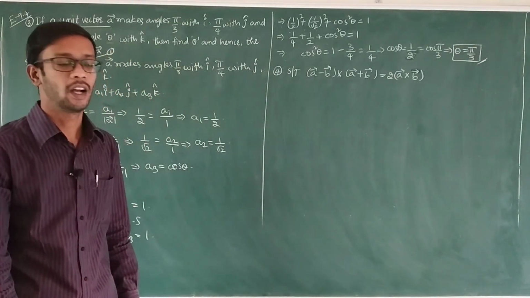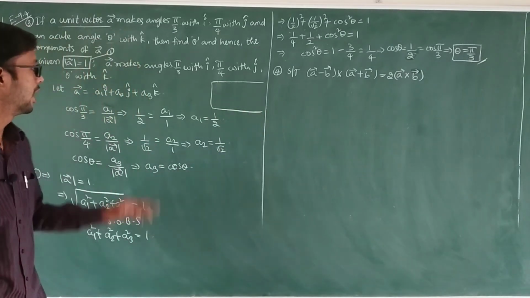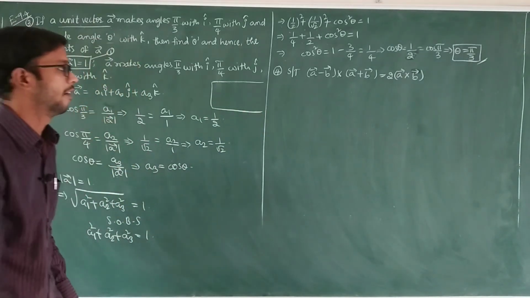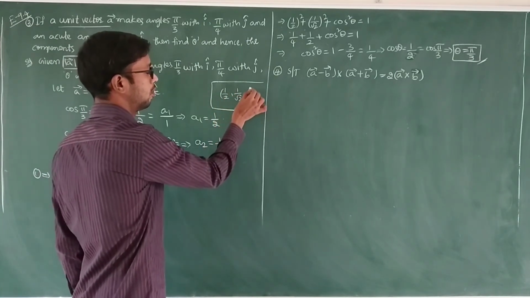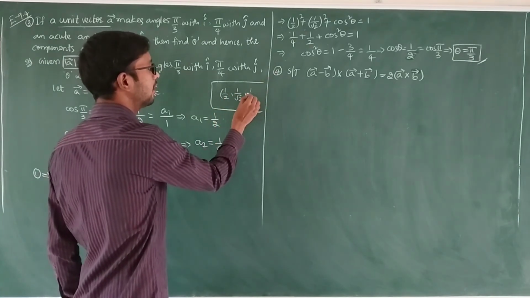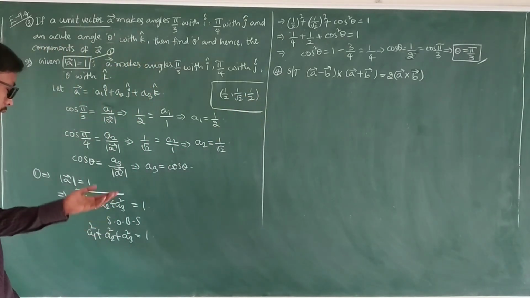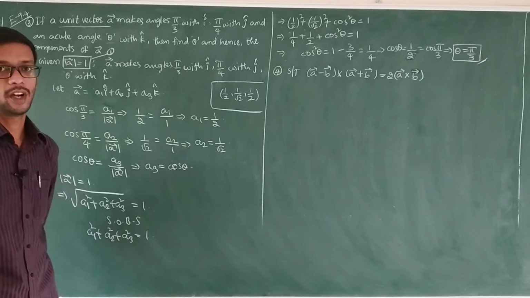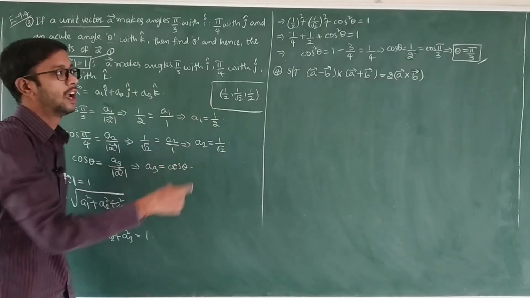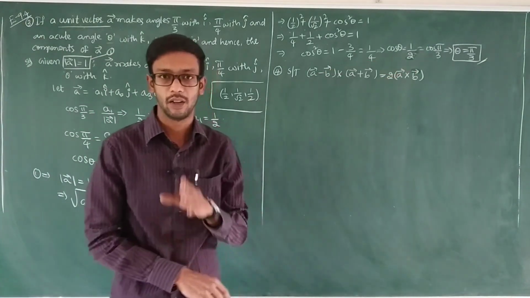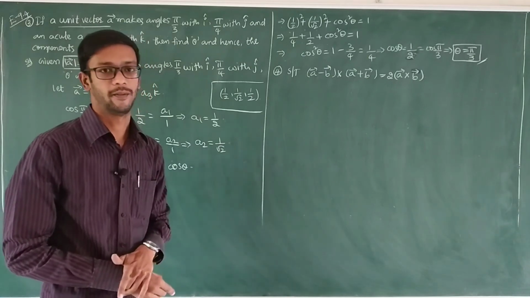And the corresponding components are also asked. I am writing here: components are A1, which is 1 by 2, A2 is 1 by root 2, and A3 is again 1 by 2, since cos theta is A3. So the components of the vector are these. And the acute angle, acute means less than 90 degrees, that is nothing but 60 degrees here.